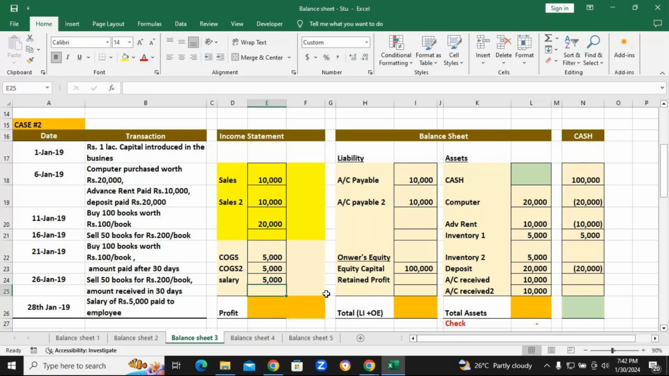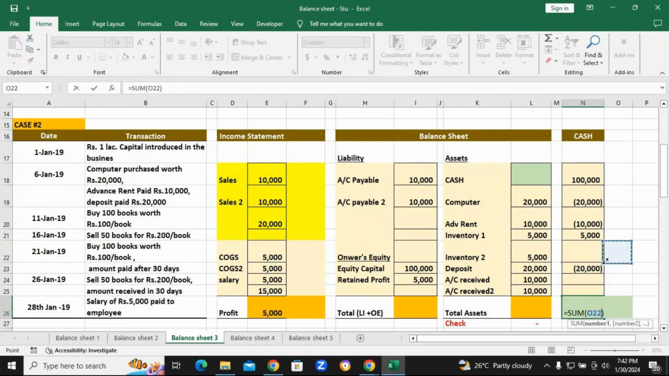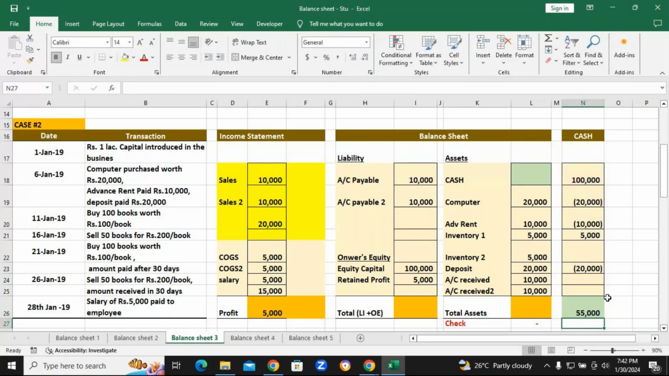Okay. So here sum of, I'll make it 20,000, 15,000. So here I will tell equals 20,000 minus 15,000. That is my profit after making the sales and the cost that is incurred to buy the items I have sold. So 5,000 rupees, here retained profit will be 5,000. And here 55,000 cash, I'll bring it here, 55,000.